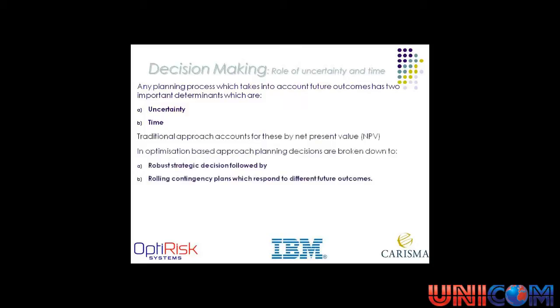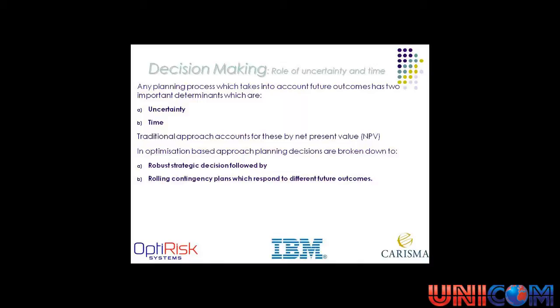Now, decision making under uncertainty has two major components: that of uncertainty and that of time. And that's where the major modeling as well as theoretical developments have taken place. So the way to look at it is that many decisions have to be taken today about what will be the outcome tomorrow. And so that's uncertainty.